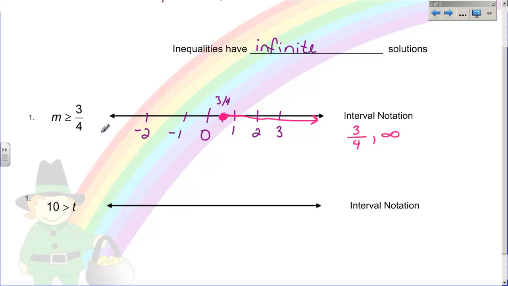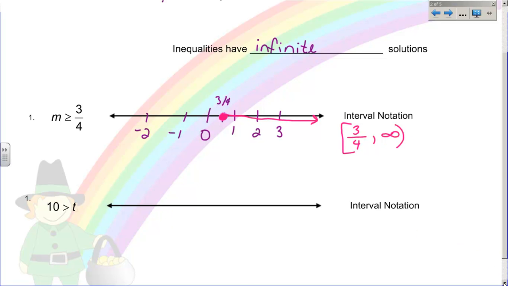Now, since 3/4 is included in our answer because of this or equal to part, I put a bracket right here. That tells the person looking at your answer that 3/4 is included. And then you put a parenthesis around infinity because infinity is not really a number. It is a symbol that represents that something continues on forever. So I cannot include it in my answer. So it has a parenthesis, and it always has a parenthesis because it cannot be included.